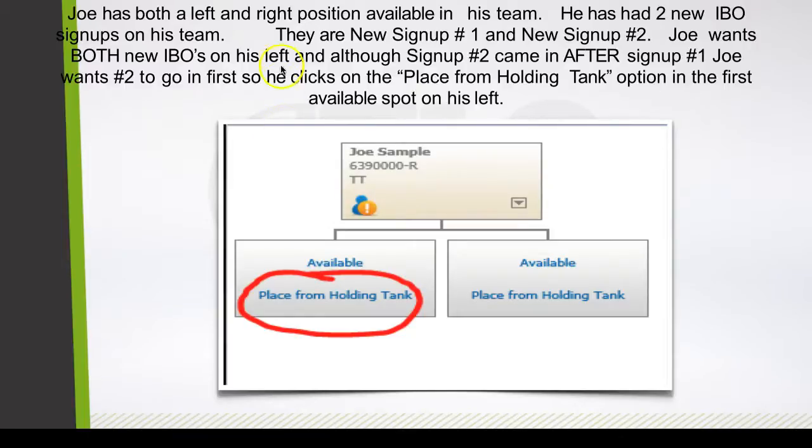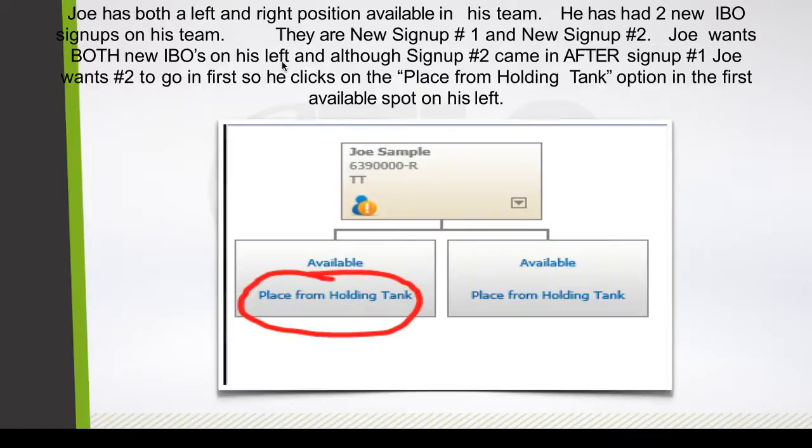Before, it used to just say available. Now it says available, and if you have somebody in your holding tank, you will see it say place from holding tank. If there is nobody in your holding tank, all you are going to see is available.